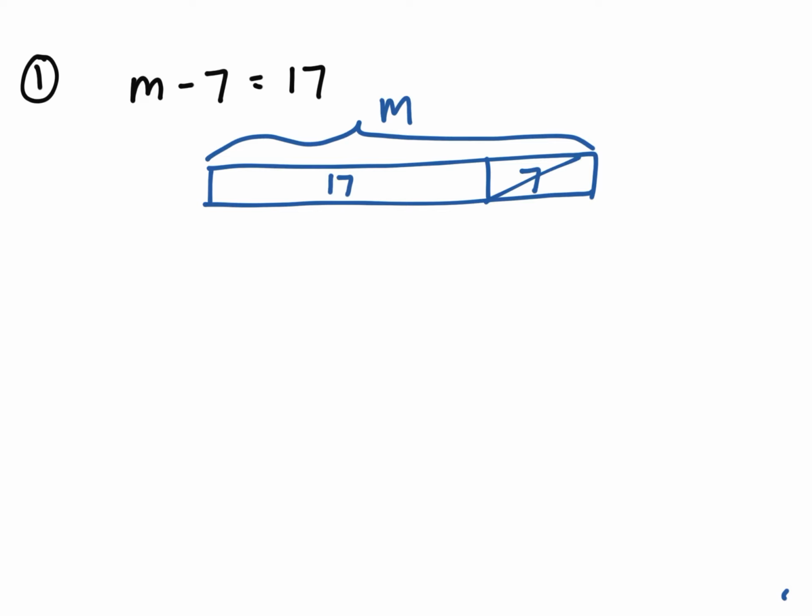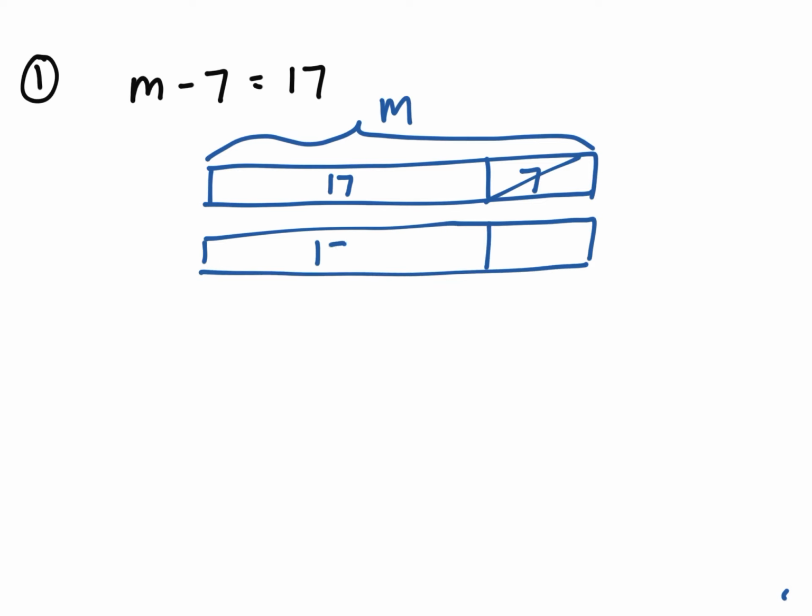So to figure out what M is, we need to combine 17 and 7 to figure out how much M is in all. And 17 plus 7 is 24. So M has to be 24.